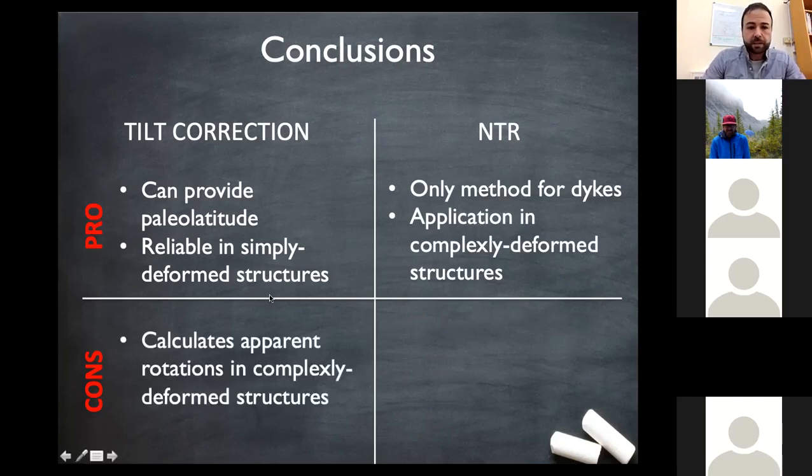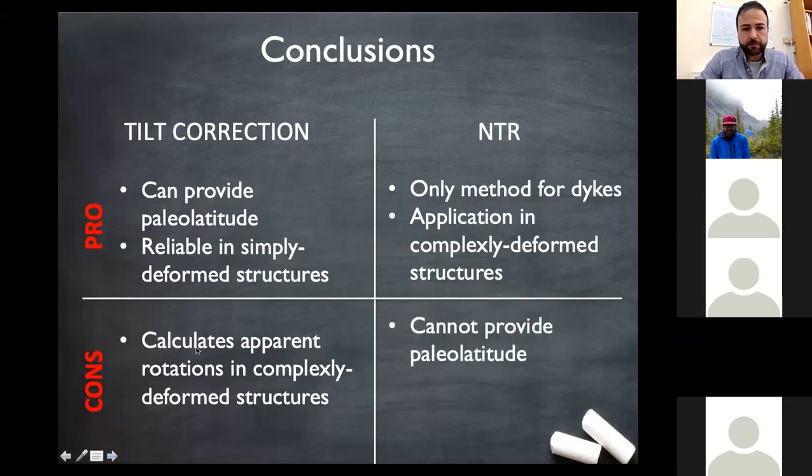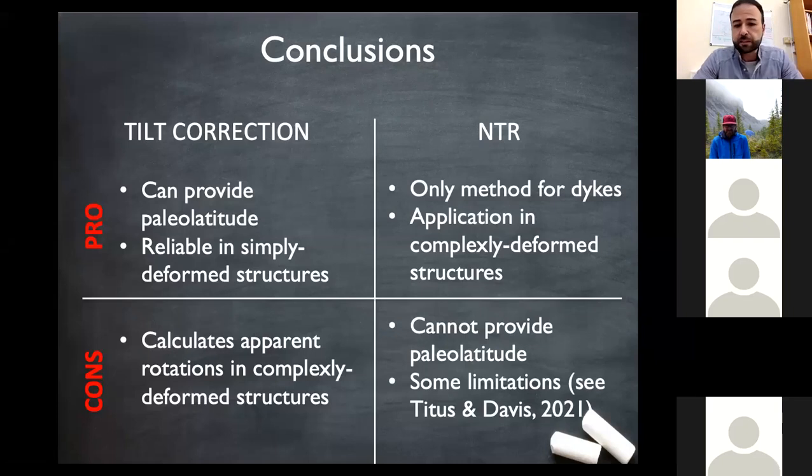Then the negative side of the tilt correction is that we calculate the apparent rotation in case the deformation is very complex. So you don't calculate the true rotation, which means that you introduce a number of errors in your calculations. On the other side, the negative side of the net tectonic rotation is that you cannot obtain a paleolatitude, as you may need in several studies. The other negative side of the net tectonic rotation is that there are some limitations due to some technicality of the method. Because of time constraints, I cannot discuss this, but a paper was published by Titus and Davis last year that talks about all these potential limitations of the net tectonic rotations.